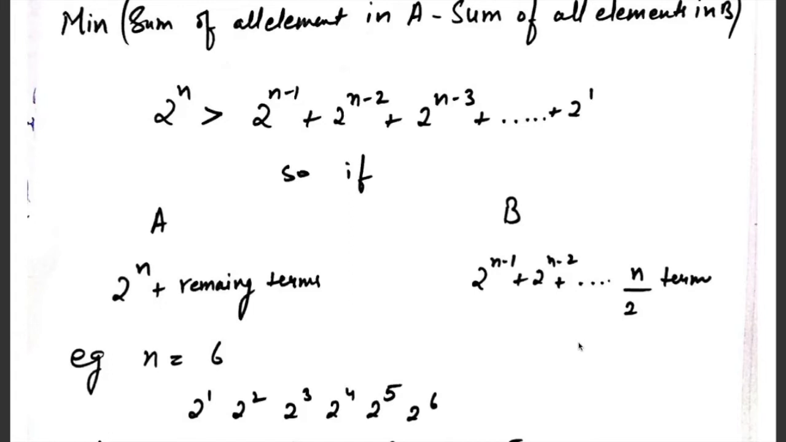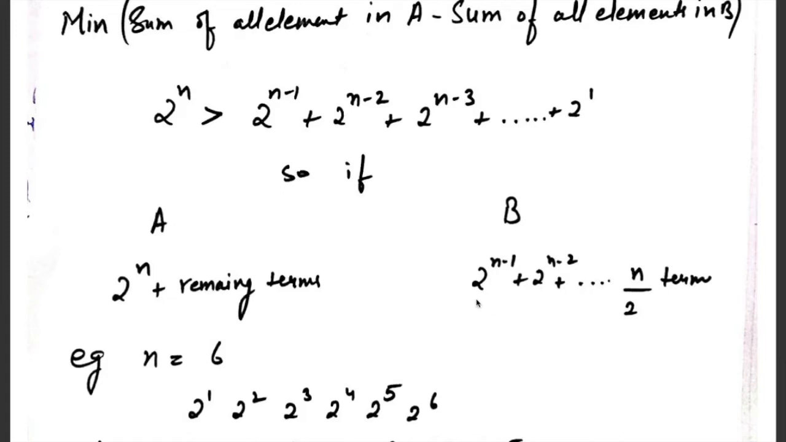To approach this question, we will do the same. We will give a 2 to the power n first and start giving b the remaining bigger powers until it is bigger than or equal to a. Before going further, we observe that 2 to the power n is always greater than the sum of the remaining powers of 2. That is, no matter what you give b, a will always be greater than b.